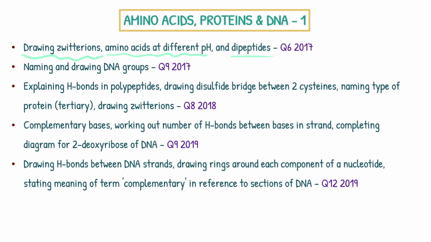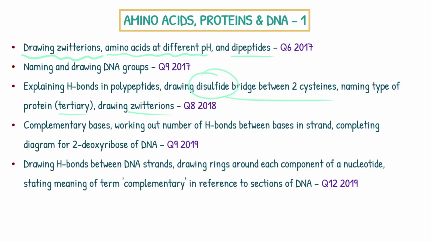Next up, you have to be able to explain hydrogen bonds in polypeptides. You have to draw a disulfide bridge between two cysteines. This is pretty common in terms of amino acids. They like to test your knowledge of this covalent disulfide bridge and the strength of that. Naming types of proteins, so saying whether something's primary, secondary, tertiary, etc. Drawing Zwitter ions again.